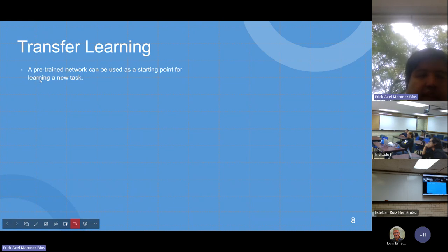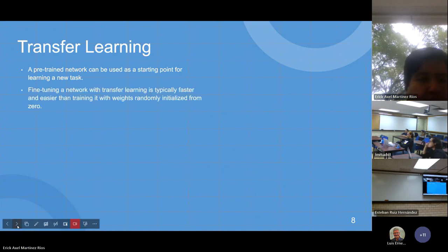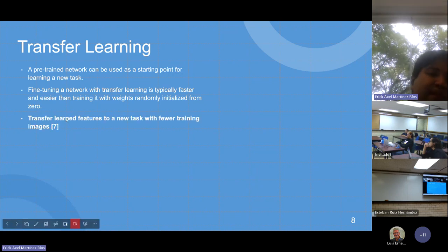For the transfer learning, we opted to use it because it has been used in the past to take a predefined network architecture as a starting point for learning a new classification task. It has been shown that it is easier and faster to use this pre-trained architecture from the start than randomly initializing the weights of the network. Moreover, we can transfer the learned features to a new classification task with fewer training images, or samples. That is one of the main reasons that we decided to employ this methodology.